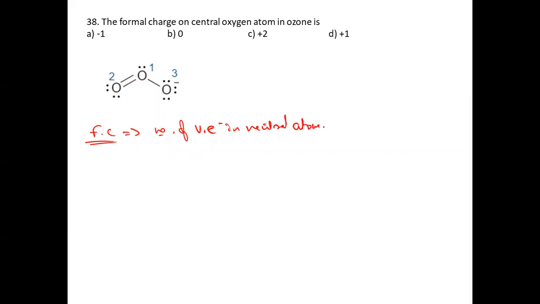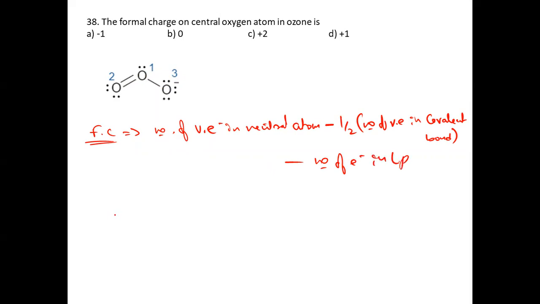Then 38. The formal charge on the central oxygen atom in ozone is. So here is the structure of ozone. We have 3 oxygen atoms; we'll consider the central atom as oxygen 1, the oxygen on the left side as oxygen 2, and the right side as oxygen 3. And we have the formula to find the formal charge. Formal charge is equal to the number of valence electrons in the neutral atom, minus half into the number of electrons in covalent bonds, which is nothing but the number of bonded pair of electrons, again minus the number of electrons in lone pairs.